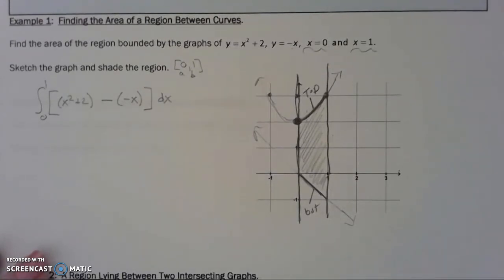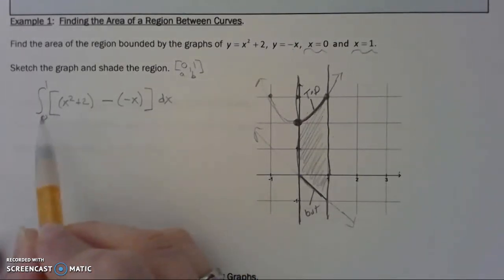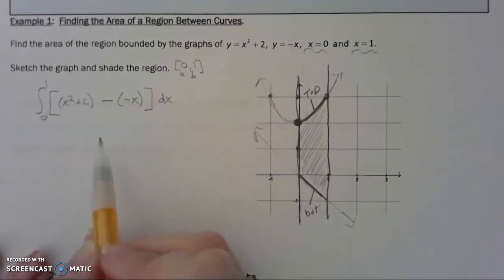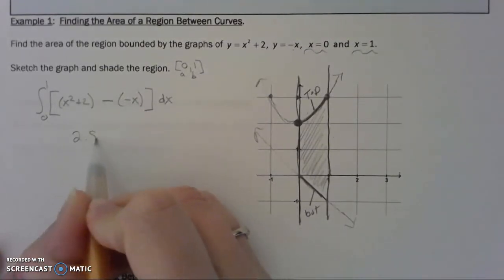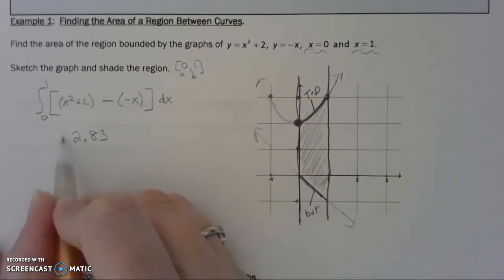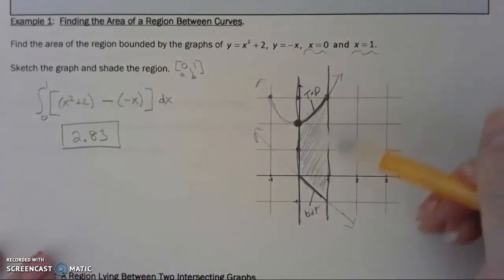When we punch this into the calculator, on these I am happy if you just punch them in. You do not have to go through all of the steps that we did in the previous chapters or the previous units. Go ahead and punch that in using Math 9, and we are going to get 2.83.